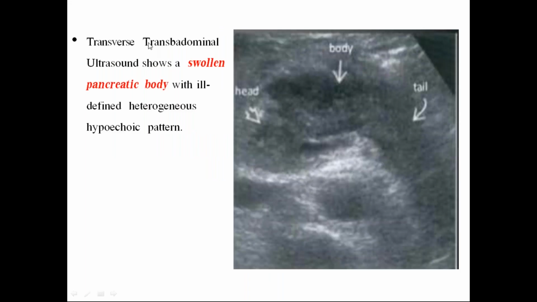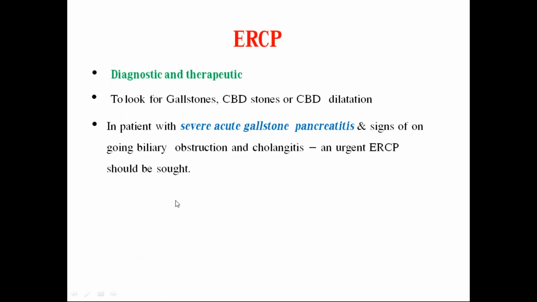So this is a transabdominal ultrasound. There will be an ill-defined, heterogeneous, hypoechoic pattern. In the scan, if it is too white, it is hyperechoic, and if it is dark in texture, then it is known as hypoechoic.